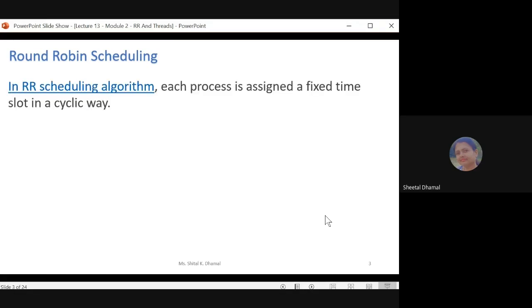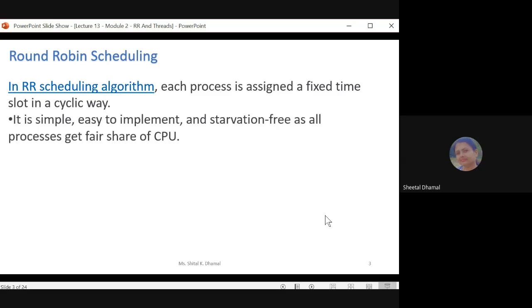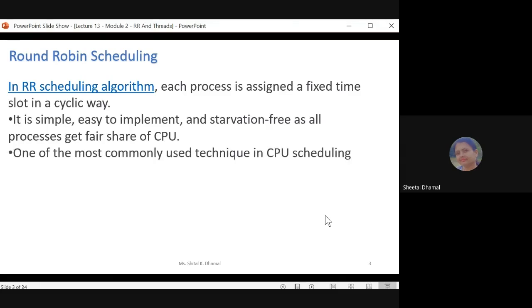So the round robin scheduling algorithm is a CPU process scheduling algorithm. In this algorithm, each process is assigned a fixed time slot in a cyclic way. It is simple and easy to implement, and it is also starvation free, as all the processes get a fair chance to share the time of the CPU.